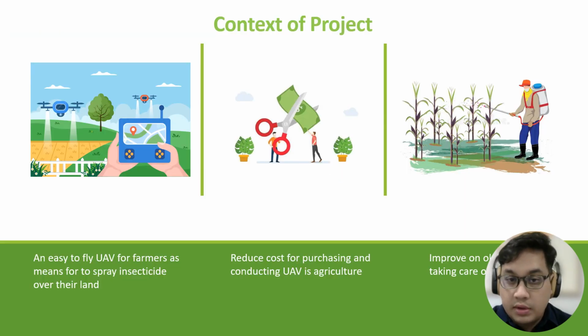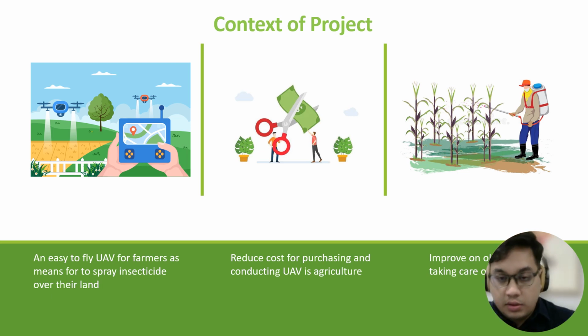The context of the project is to allow for the development of this UAV to make it easier for farmers to use, to reduce the cost of developing a UAV in the industry, as well as to improve on the methods in agriculture.